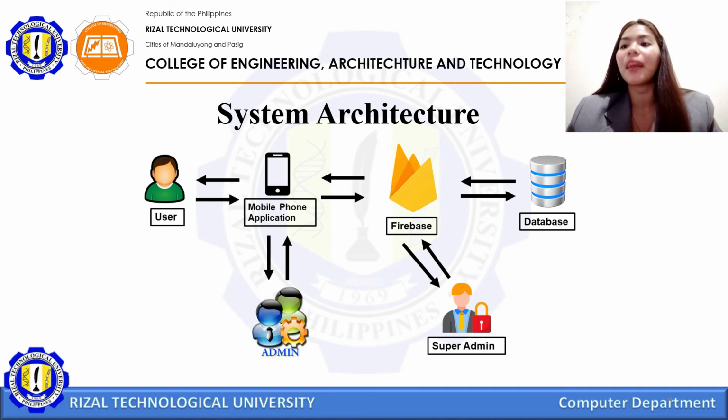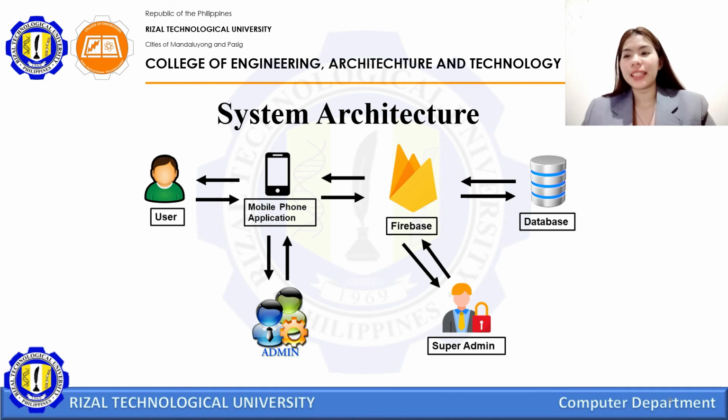The admin can log in to the application and is the one authorized to update the crime rate and then store it on the Firebase. The super admin is the one who will manage and monitor the database using the user interface of Firebase. With that being said, that was the flow of how the mobile application works.